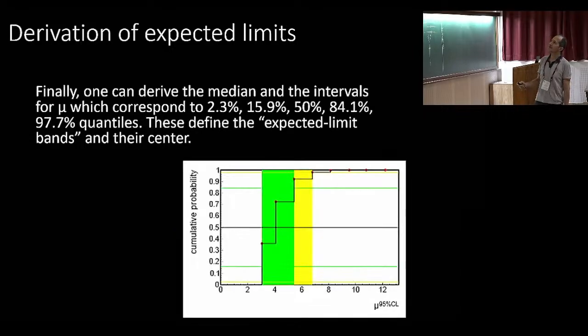And then you can derive the median of the intervals of mu, which correspond to certain predefined values of the probability quantiles. And this will allow you to draw intervals of mu at the 1 sigma and 2 sigma level. And so you get a confidence belt around the values of mu.